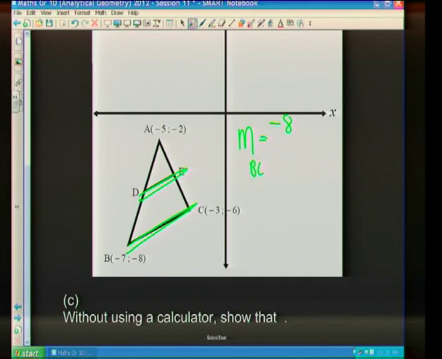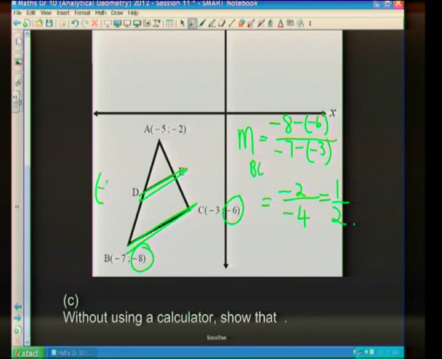Minus 8 minus 6 over minus 7 minus 3. So I'm going to get negative 2 at the top. The bottom I get negative 4. So the gradient of BC is 1 over 2. Now I think I can still remember the coordinates here. That was minus 6, minus 5, and minus 4, minus 4.